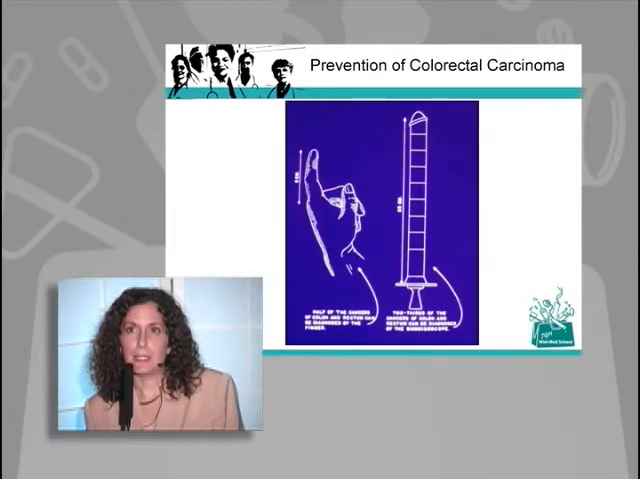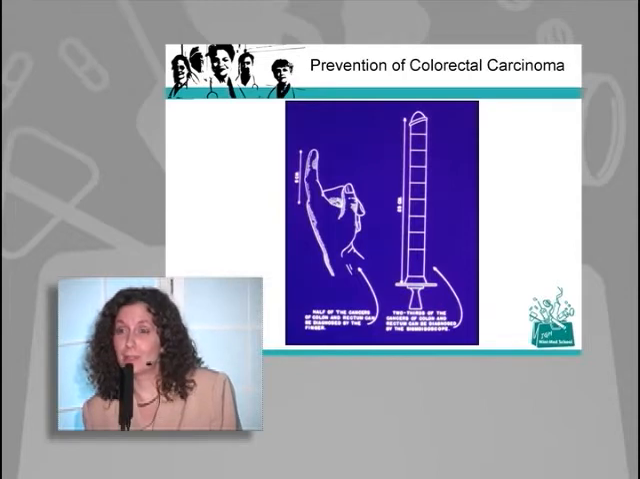Before the 1970s, all we had to rely on for screening were the finger and a rigid sigmoidoscope, and as you can see, a finger may be 10 centimeters long in a tall man. The rigid sigmoidoscope will be about 25 centimeters long, so all you're really able to examine is the rectum at this point, so you'll miss a lot of cancers.